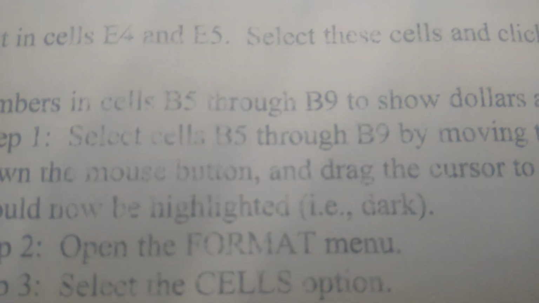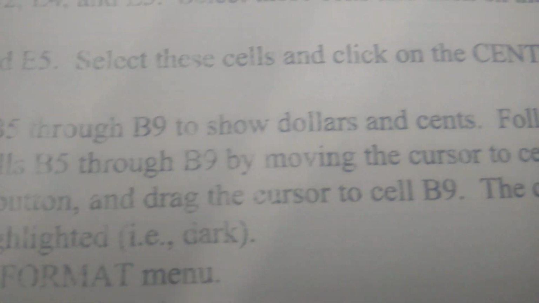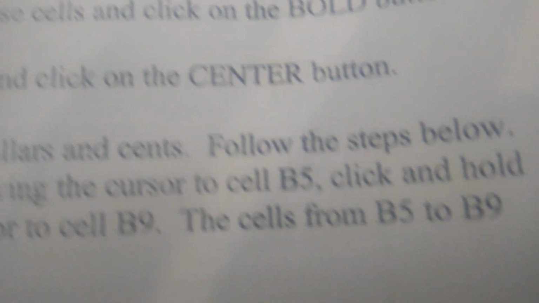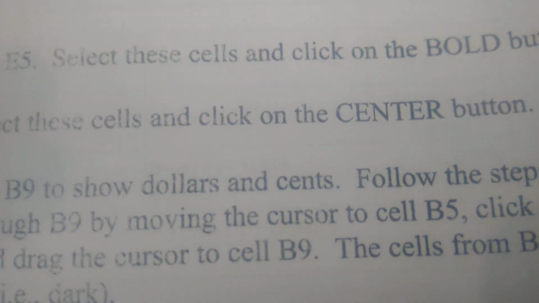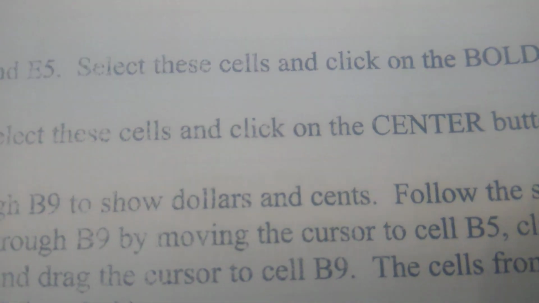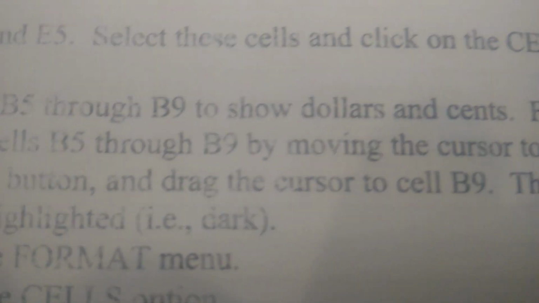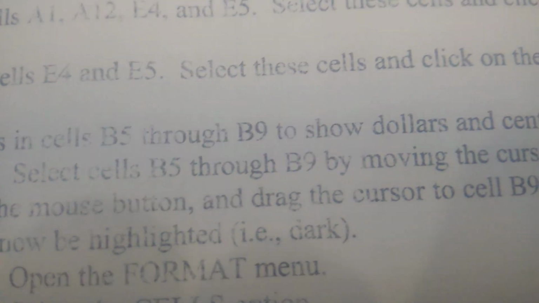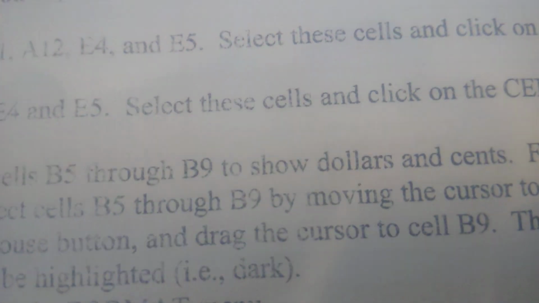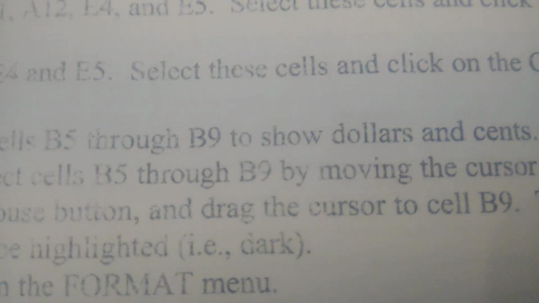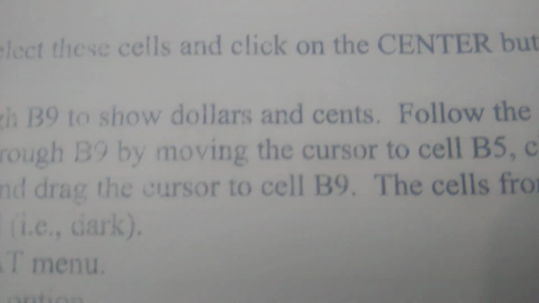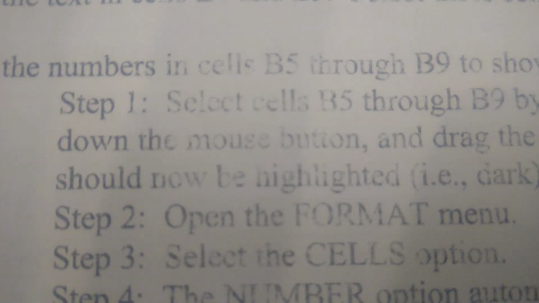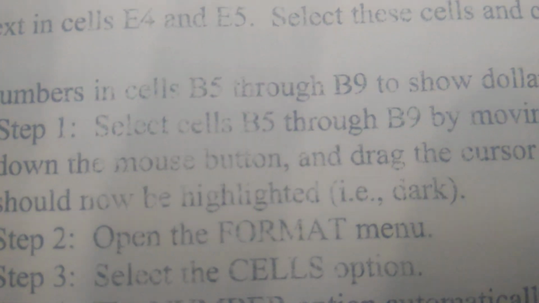First of all, take the step: select cells B5 through B9 by moving the cursor to cell B5, click and hold. Yes, you have to click and then you have to hold. You mean dragging, kind of a dragging. Keep the button clicked and drag the mouse from B5 to cell B9. The cells from B5 to B9 will be selected and should now be highlighted.